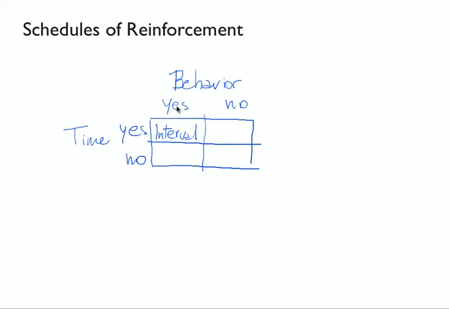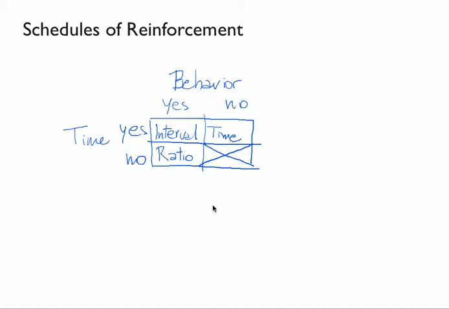If they are dependent on the behavior of the animal, but not on the passage of time, we call these ratio schedules. And if they are dependent on time, but not on behavior, we call those time schedules. Just to give you an idea, what happens if it's not dependent on time or on behavior? Well, then reinforcement has to be dependent on one of the other. So we're not even going to consider this possibility.